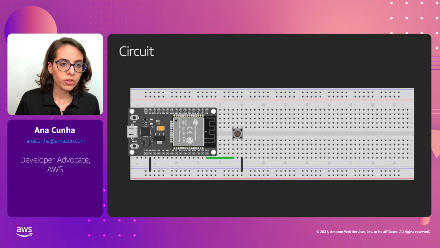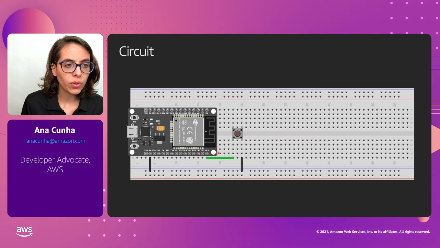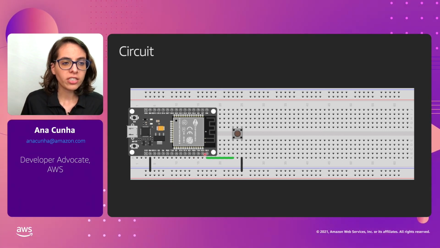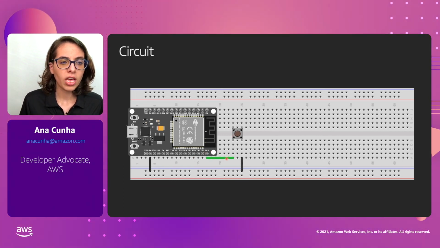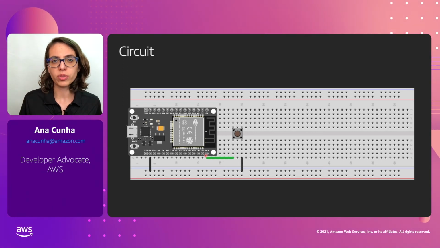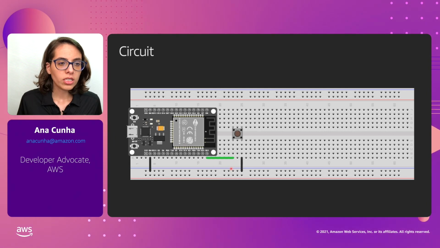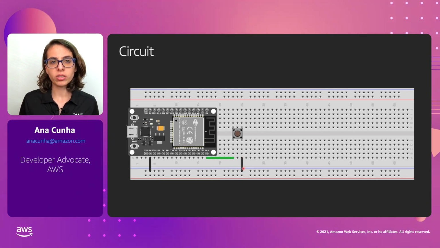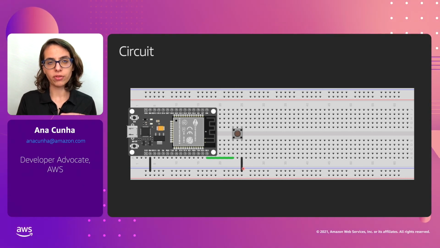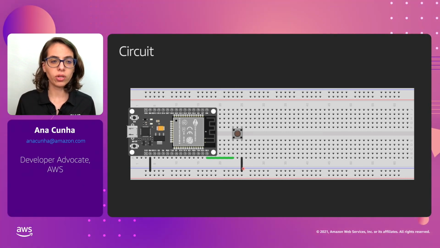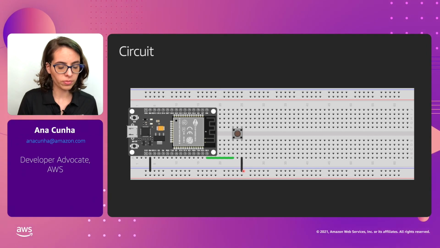Over here, we have pin 23 connected to the push button and also to the internal PullUp resistor that we configured in our code. The button is connected to ground. So whenever we push the button, it goes from high, that it's getting from the internal PullUp resistor, to low, that it's getting from ground.